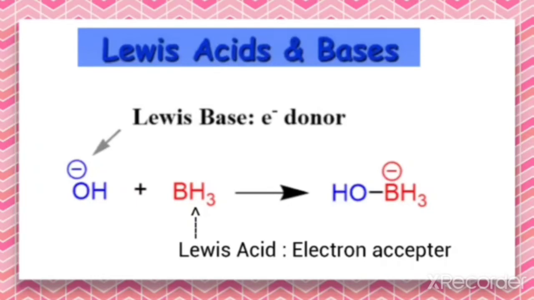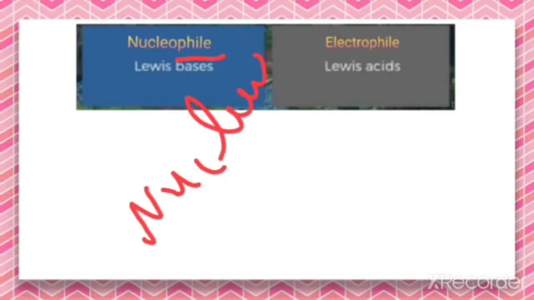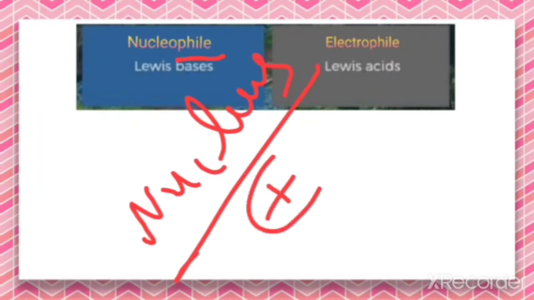When we do a comparative study, we can say that Lewis bases and Lewis acids can also be called nucleophile and electrophile respectively. Here the word "phile" means loving. Nucleophile means nucleus loving. The nucleus is positively charged, so it is loving to positive charge. Someone loving positive charge must be negatively charged or electron rich. That means Lewis bases are electron rich, or have negative charges. Therefore they can easily donate the lone pair.